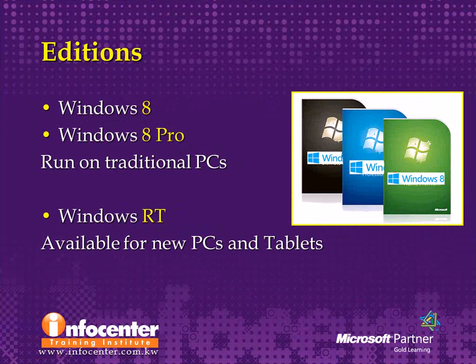Microsoft Windows 8 has three editions. Windows 8 is the standard version. Windows 8 Pro has some more features for power users, both of them running on traditional PCs. Then there is Windows RT. The RT is short for runtime, which is completely different and new, and it's available for new PCs and tablets. One of the big differences is that Windows RT comes with Office pre-installed and Windows 8 and Windows 8 Pro don't. However, Windows 8 and Windows 8 Pro are compatible with existing Windows programs and Windows RT isn't.